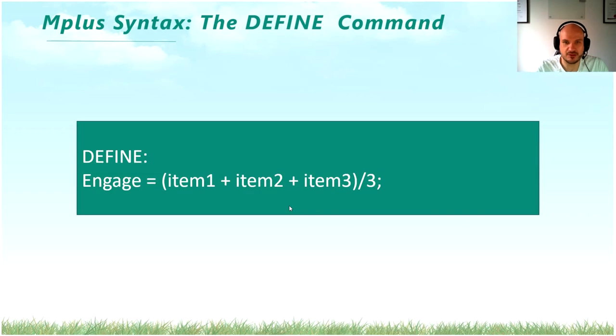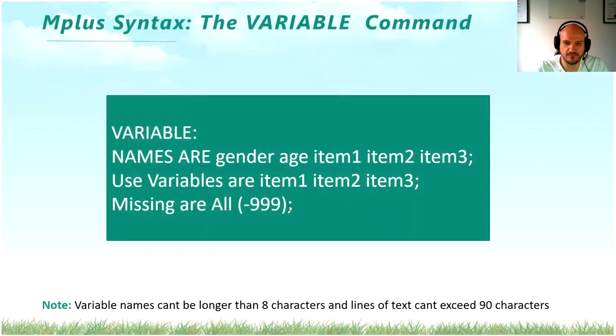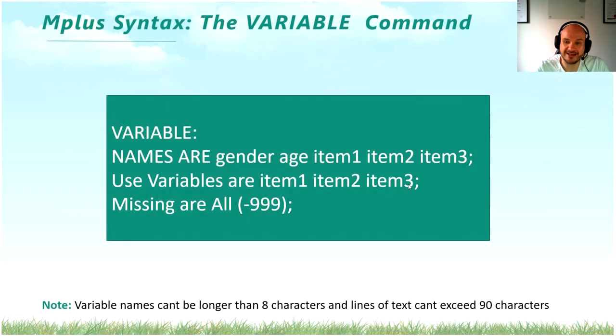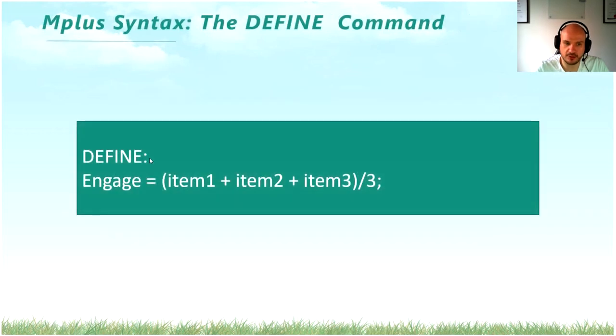The define command helps us to create new variables. So let's say, for example, in this scenario where we have item 1, 2, and 3, we want to create a mean score out of it. We first give it a label. We say engagement, for example, or whatever, is a function of item 1, 2, and 3 divided by 3. So we're just creating a mean score. And when you create this factor, you have to also then add it to the use variables line. Okay, it's really important, otherwise Mplus will give you an error. So you create a new variable here, and you can add it to your use variables command.